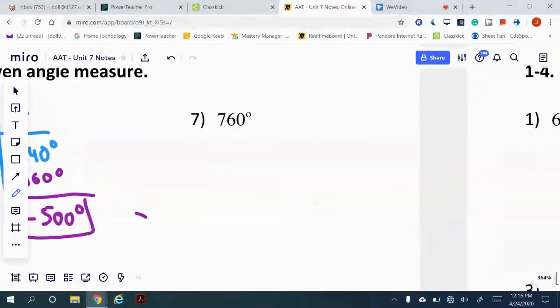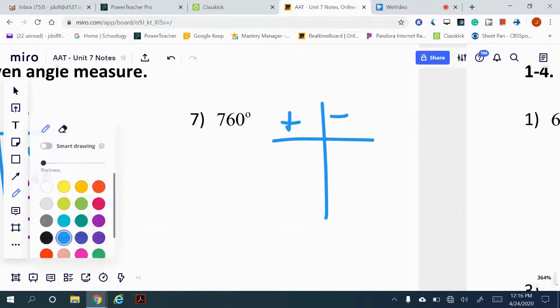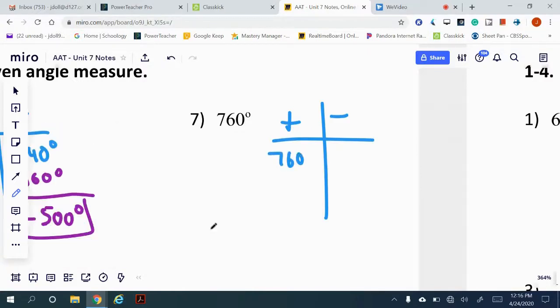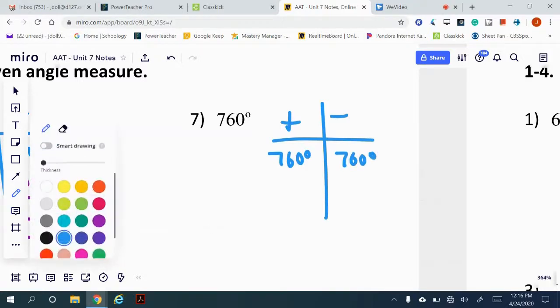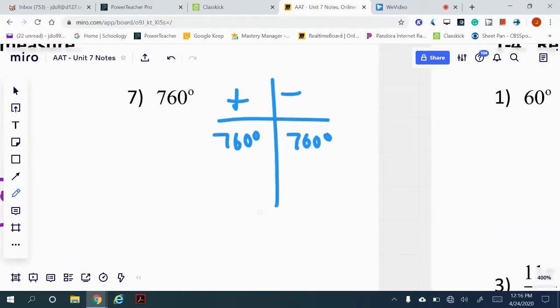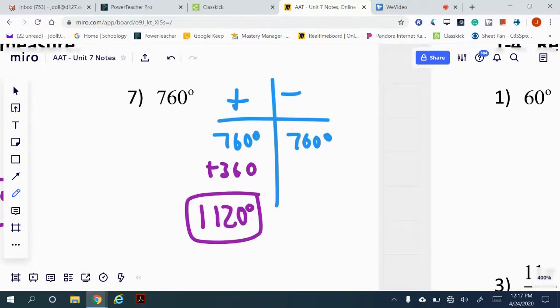Easy peasy. Now, when we get to 760, because 760 is larger than one full rotation, 360 degrees, we are going to have to work multiple times with our adding and subtracting. Maybe not both, but one of them you're going to see here has to be done multiple times to change the sign. Since it's positive, adding 360 is easy. That's going to be 1120 degrees. So that's a positive coterminal, and we're done.